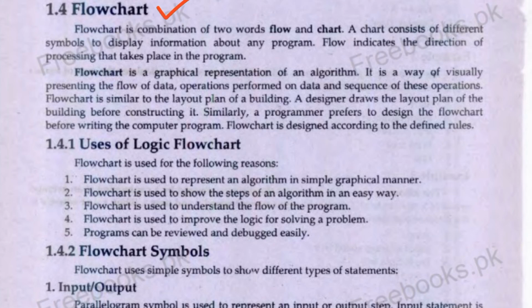1.4 Flowchart. Flowchart is a combination of two words, flow and chart. A chart consists of different symbols to display information about any program. Flow indicates the direction of processing that takes place in the program. Flowchart is a graphical representation of an algorithm. It is a way of visually presenting the flow of data, operations performed on data and sequence of these operations.